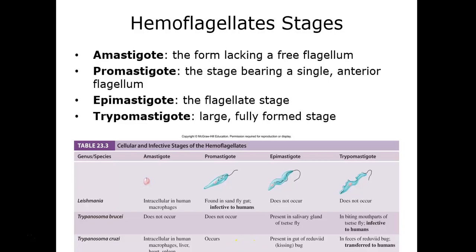So this is a very important slide to make sure that you know and are aware of the different stages of the hemoflagellates. So first of all, they have 4 different possible forms. The amastigote form means that it lacks a flagellum. The promastigote form is the form that has a single polar flagella, as you'll see down here. So amastigote, no flagella. The promastigote has the single anterior flagella. The epimastigote is the fully flagellated stage. And the trichomastigote is where we have the large kind of fully formed stage of this protozoan. So we're going to talk about a couple different types now, Leishmania and Trypanosoma, both brucei and cruzi.